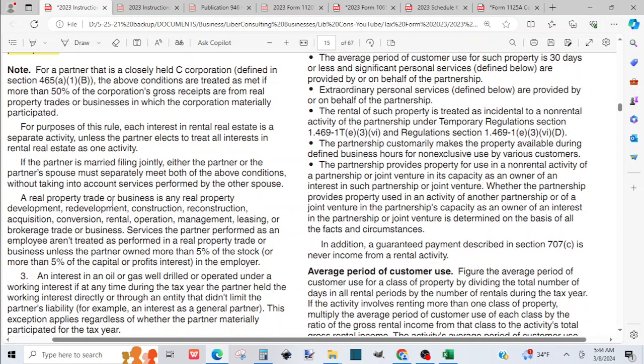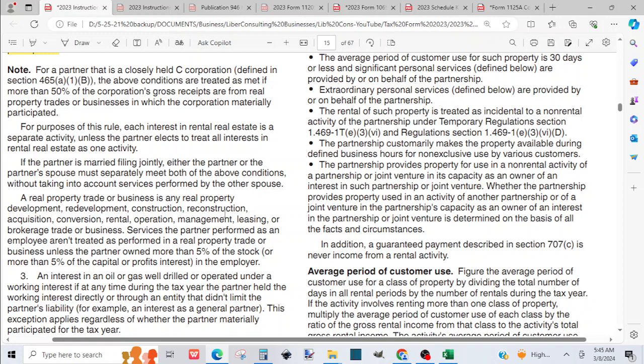So a real property trade or business is real property development, redevelopment, construction, reconstruction, acquisition, conversion, rental, operation, management, leasing. I think these could be applied to rental property businesses if you manage your own rental. So yes, I think that is included. A real property trade includes all of that, or brokerage trade or business.